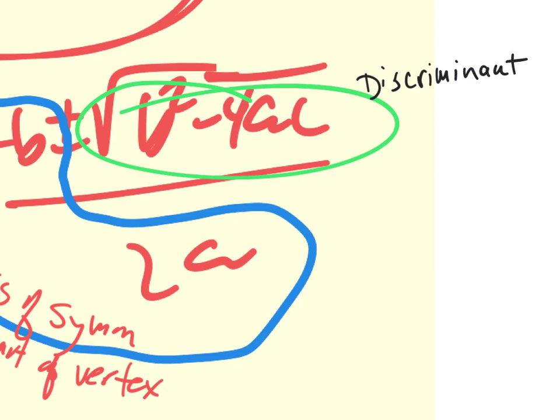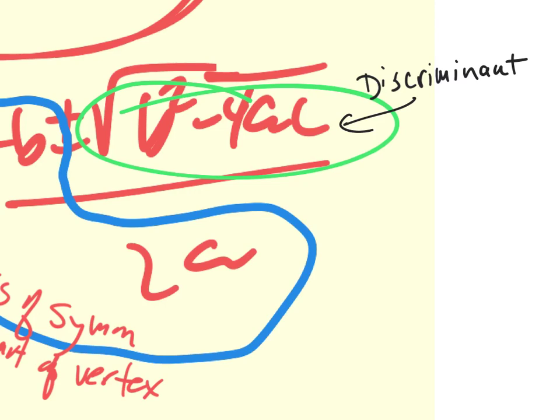D-I-S-C-R-I-M-I-N-A-N-T. That is called the discriminant. Would you agree that if it's negative, we know it doesn't have real solutions? If it's positive, then that's just a normal square root. Well, everything's either negative or positive, isn't it? Wait a minute. There's one more option.